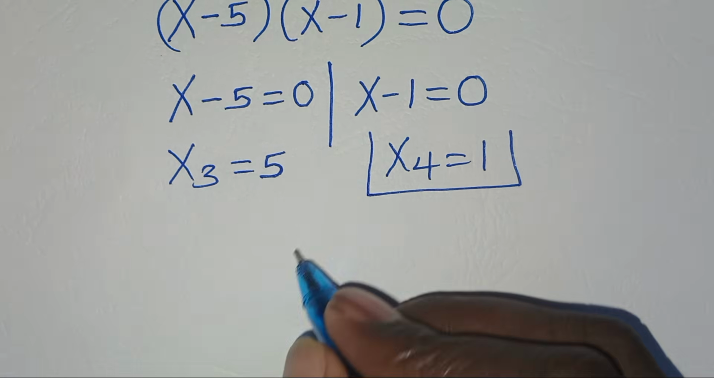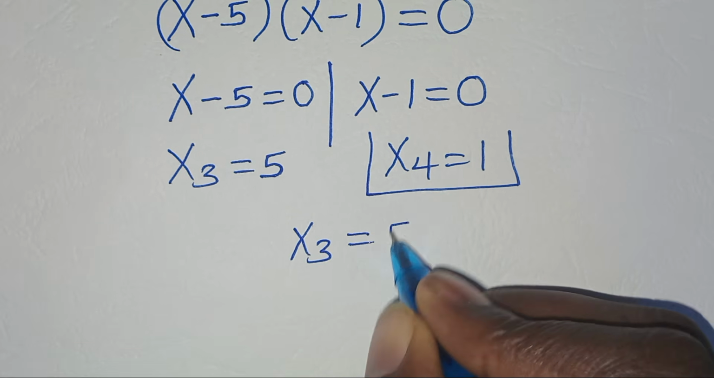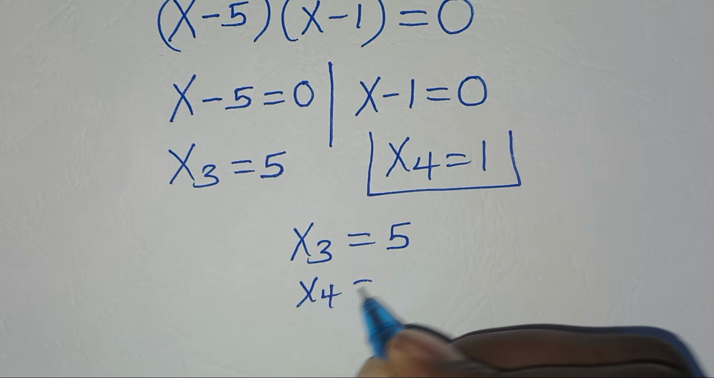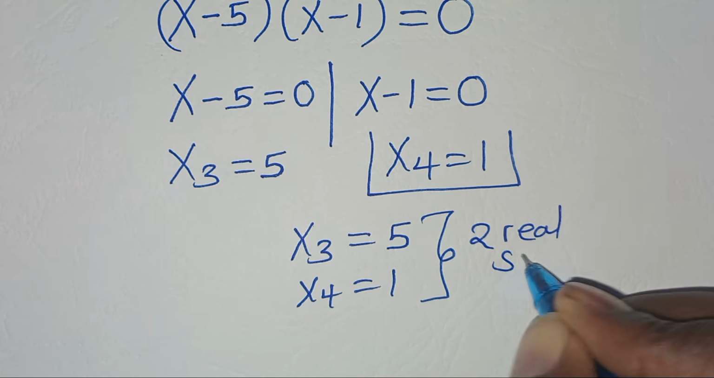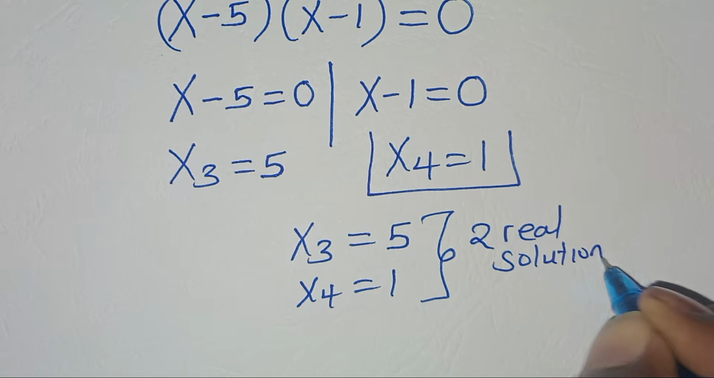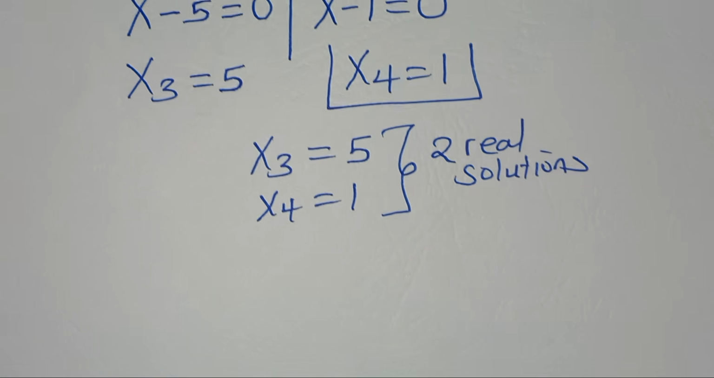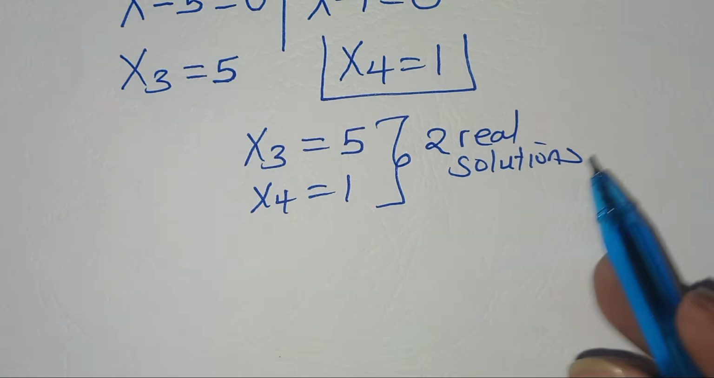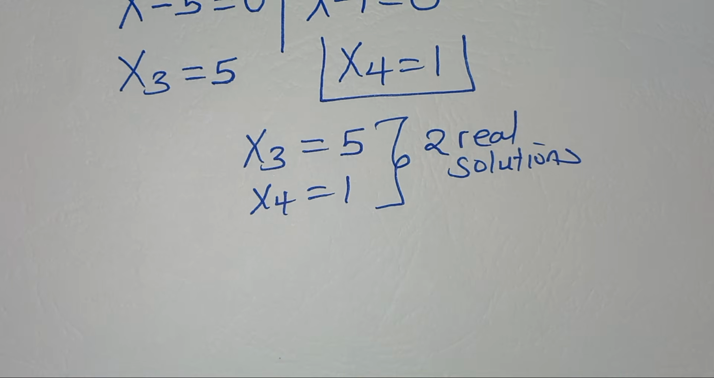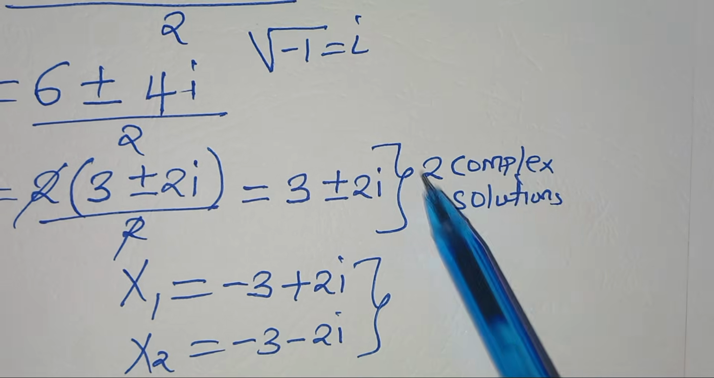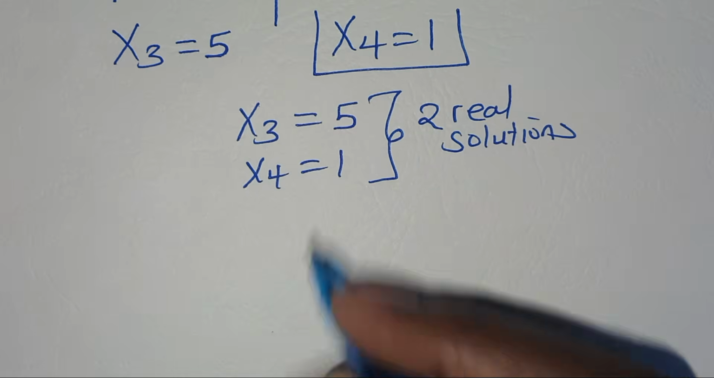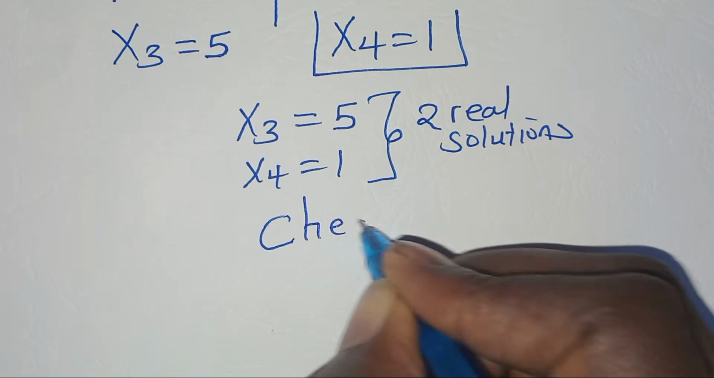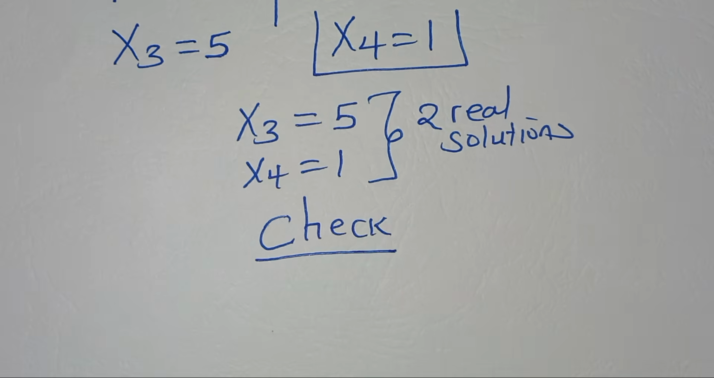Now we have x3 equal to 5 and x4 equal to 1. These are two real solutions. Now we have got four solutions here, two complex solutions and two real solutions. So let's check if these two real solutions satisfy the equation.